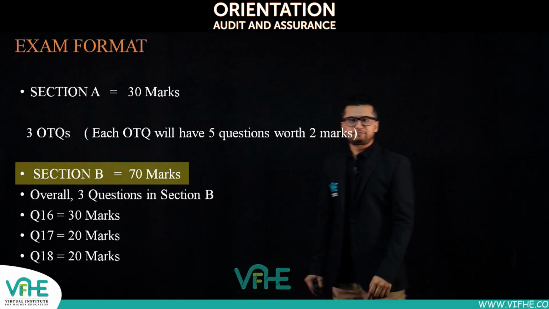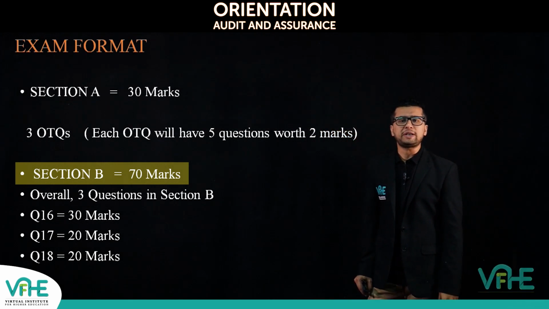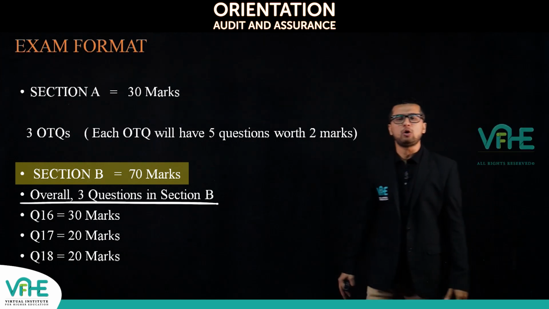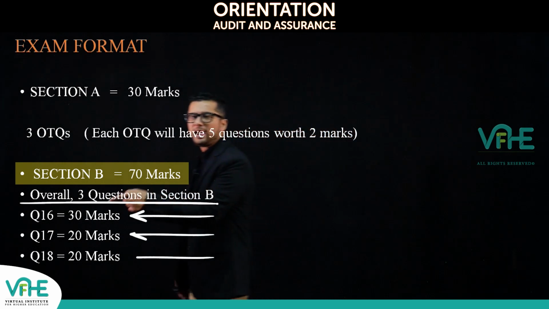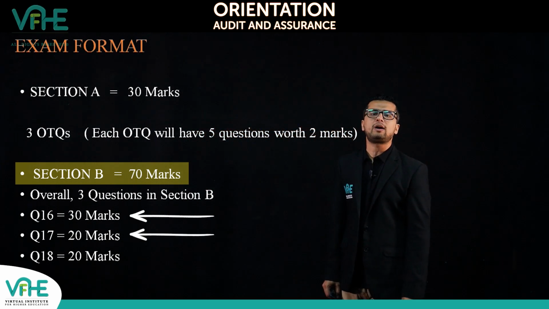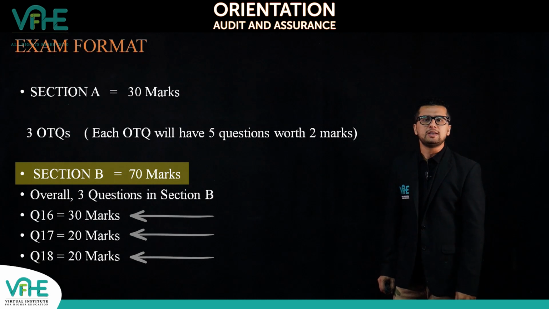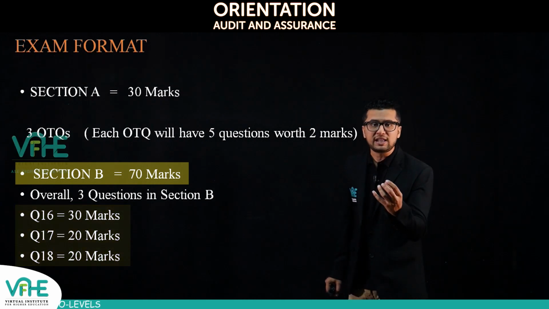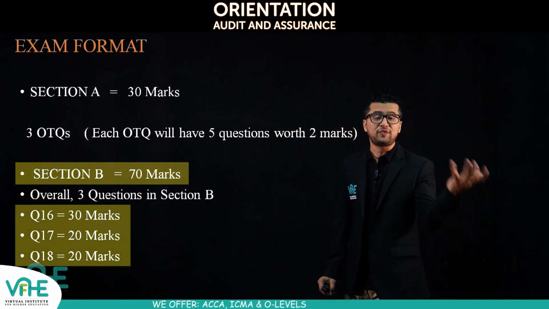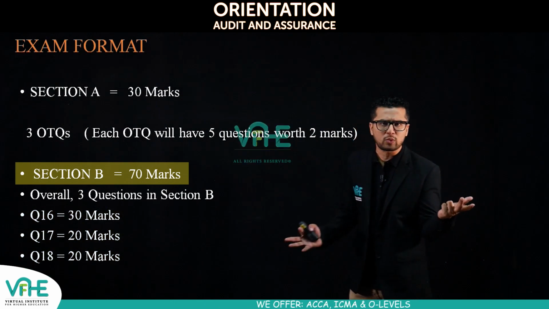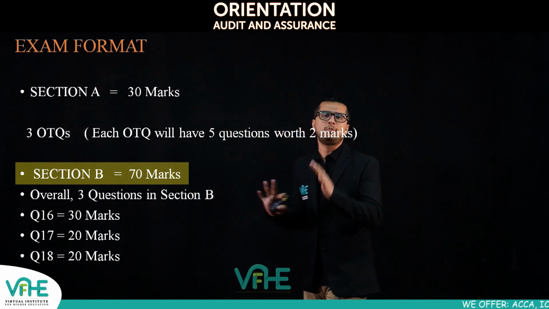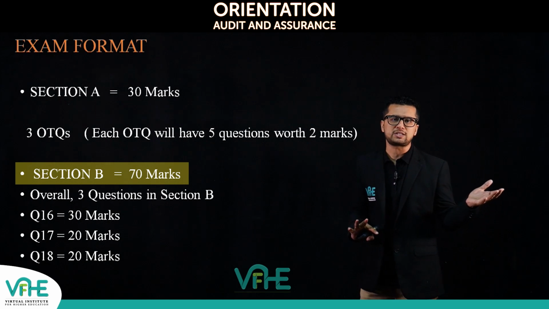What about Section B? In Section B, you have to attempt 3 long questions. Once you have solved those 15 little questions, you have to solve 3 long questions: question 16, question 17, and question 18. Question 16 will be of 30 marks, question 17 will be of 20 marks, and question 18 will be of 20 marks. These 3 long questions will definitely have sub-requirements and sub-parts. Maybe question 16 of 30 marks will have 4 to 5 parts, question 17 might have 2 requirements, and question 18 might have 3 requirements. It is up to the discretion of the examiner how many sub-parts to test.